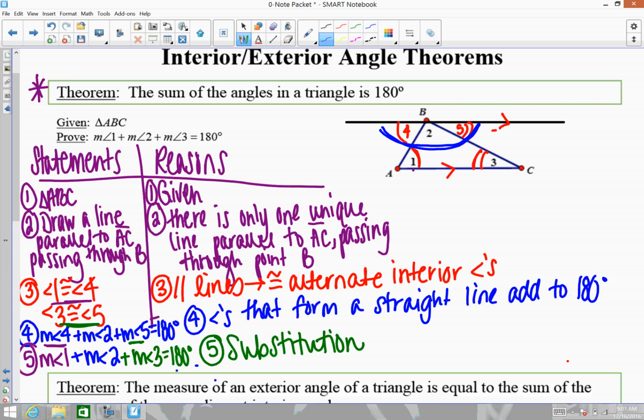And that's it. So that would be the same proof anytime. So like I said, the unique part is that number 2. Once you get number 2, well then it's more straightforward from there.